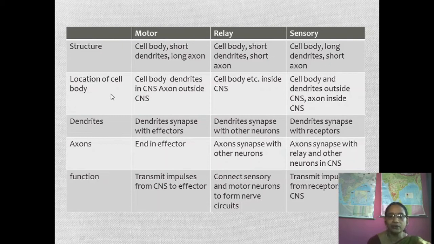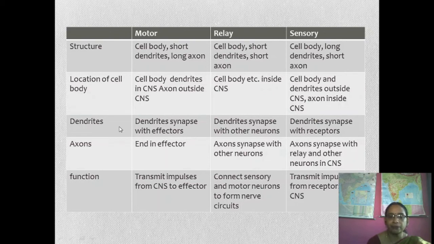Location of cell body: in the case of motor neurons, the cell body and dendrites are in the CNS, and the axon is outside the CNS. What do you mean by CNS? CNS means central nervous system. In mixed neurons, the cell body etc. are inside the CNS. In the case of sensory neurons, the cell body and dendrites are outside the CNS, and the axon is inside the CNS.